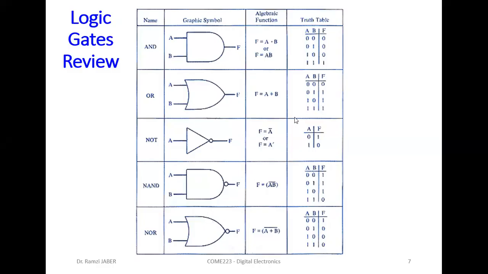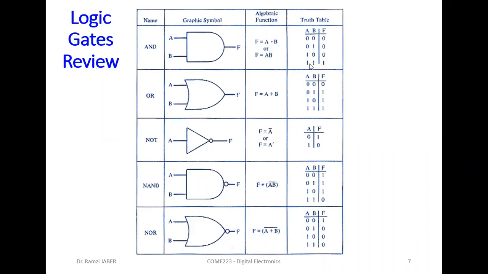Hello, everybody. We'll continue our chapter 2 in digital electronics. Fast review, AND gate. We have a two input AND gate. This is the symbol of the AND gate. This is the mathematical expression. Okay, the output F equals A times B, or AB.